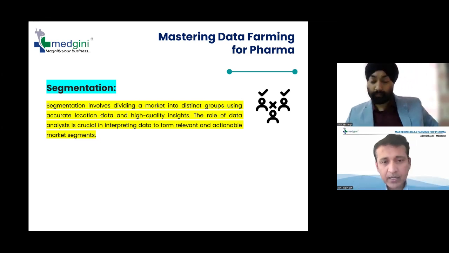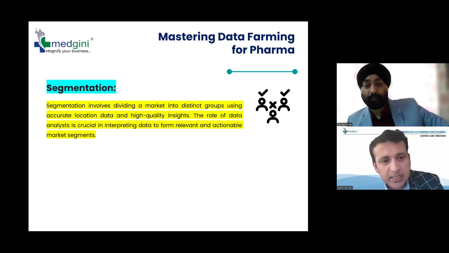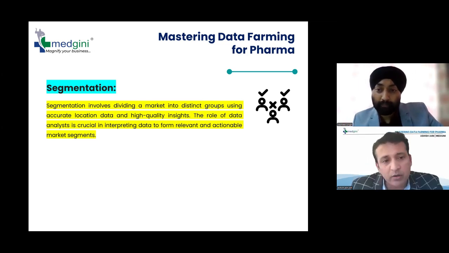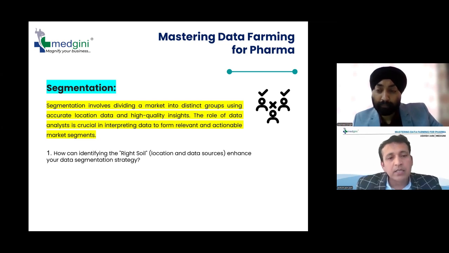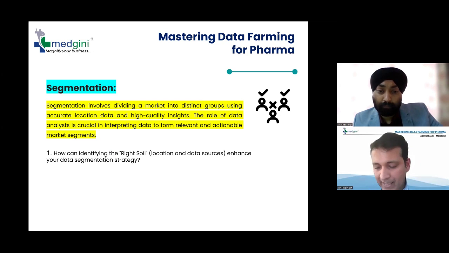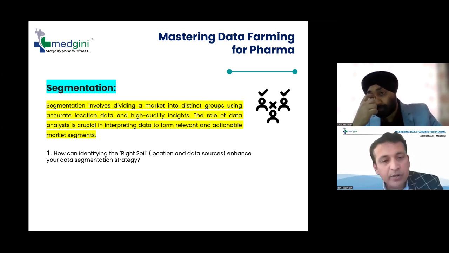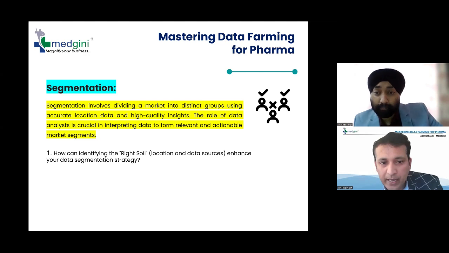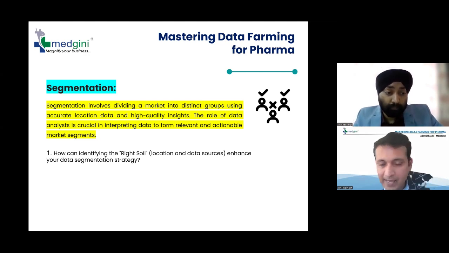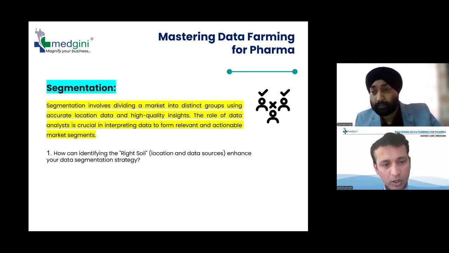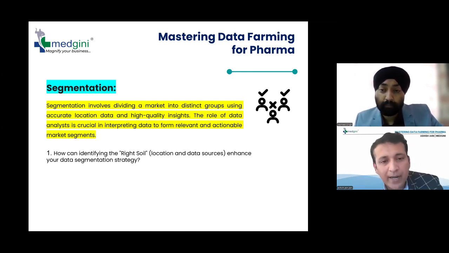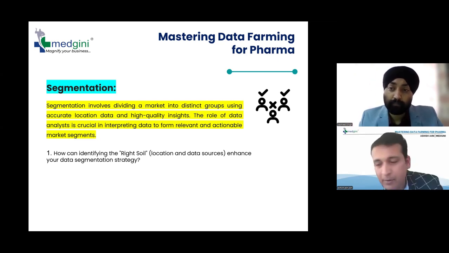The role of data analyst or pharma marketeer is very crucial in interpreting data to form relevant, actionable marketing segments. With that, Jasmeet, with your experience, I would like to ask you the first question on segmentation, which is about the right soil. As a farmer, there are different soil types, and with the soil types, you get your yield. As a farmer marketeer, if you look at this analogy, how do you identify the right soil with regard to location and data sources so that you can enhance your data segmentation strategy? Please give us some insights on the right soil as a pharma marketeer.